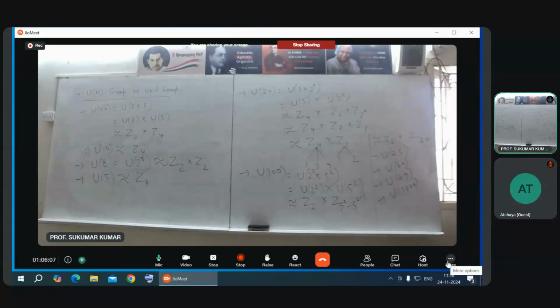And find all. Just find the isomorphic group, and if possible, d order elements also find: d order element, total d order elements, and d order cyclic subgroups. Okay.